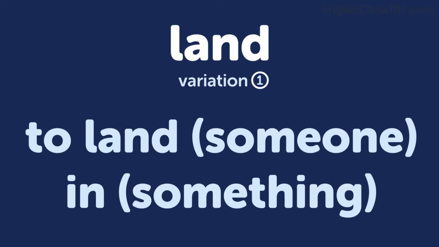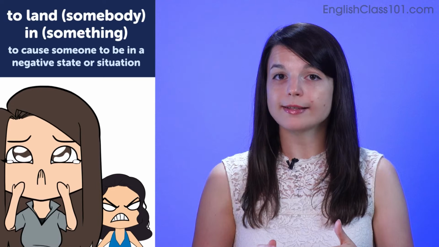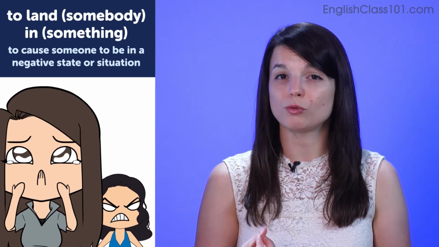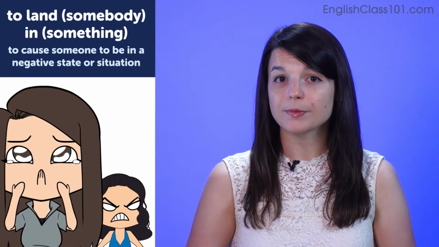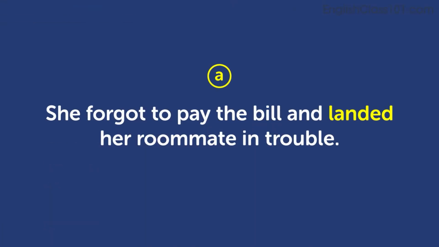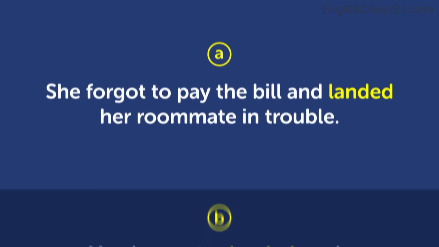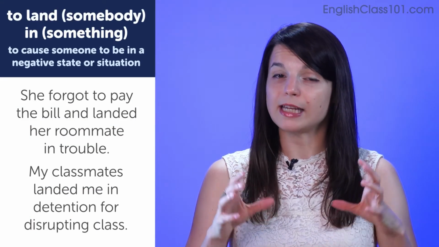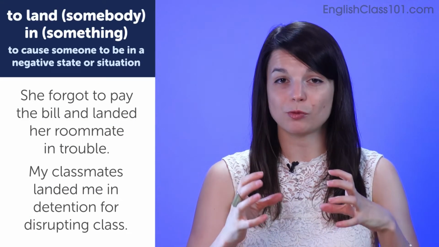Let's move along then to some variations in this verb. The first variation is to land someone in something. This means to cause someone to be in a negative state or a negative situation. Some examples. She forgot to pay a bill and landed her roommate in trouble. My classmates landed me in detention for disrupting class. So this is used, as you can see, in primarily negative situations.